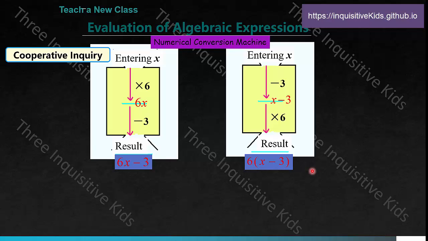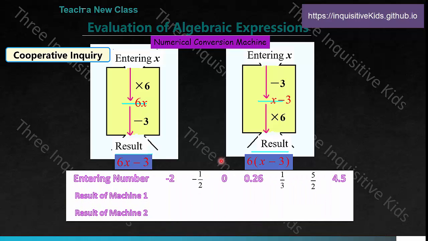So you might have seen how we got different results because of the order of operations. One, we multiplied by 6 first, and then the other one we subtracted 3 first. And what happened was that we multiplied 6 not just to x now, but to this whole difference of x and 3. So if the entering number was -2, and all of these values, fill in the blanks of what's going to be the result of machine 1 and machine 2.